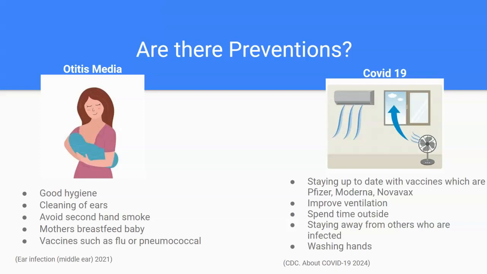The biggest measure that can be taken to limit the chance of getting COVID-19 is getting the COVID-19 vaccination and staying up to date with it. The different vaccines are Pfizer, Moderna, and Novavax.